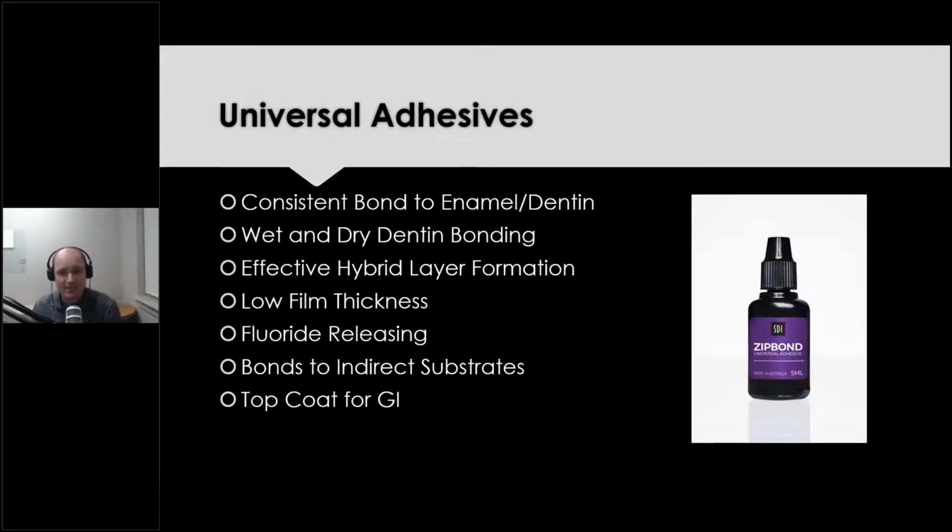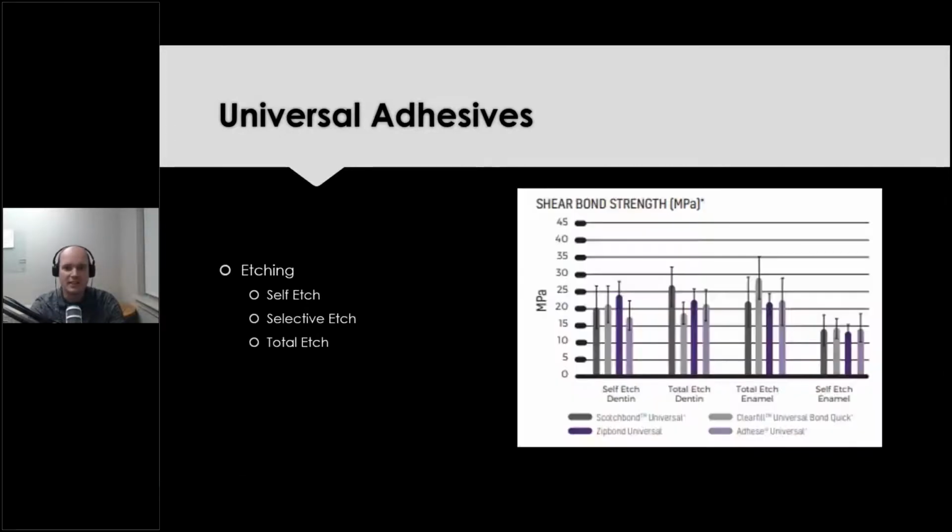It also bonds to some indirect substrates. If you're doing a lot of fixed work, it can be useful. And then you can also use it if you're placing a sealant. You can use it as a top coat for the GI for the first few days while you're waiting for that GI to increase in strength. And you can also place it over your GIs as a restorative to give it a little more strength while that material is taking its initial set time.